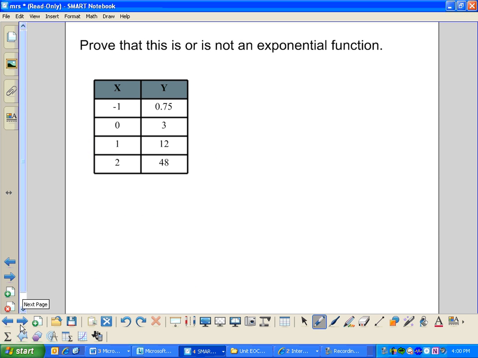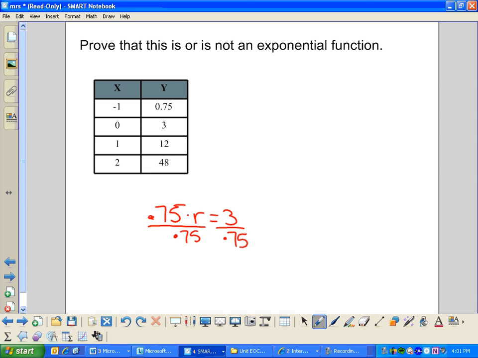Let's see if this is or is not an exponential function. It's an exponential function if the ratios are common. So let's see, 0.75 times what gives me 3? 0.75 times what ratio gives me 3? What am I going to do? I can divide both sides by 0.75. You can try that to get your answer.